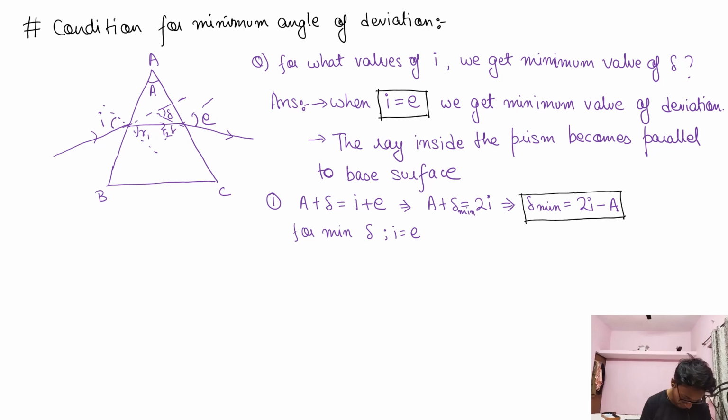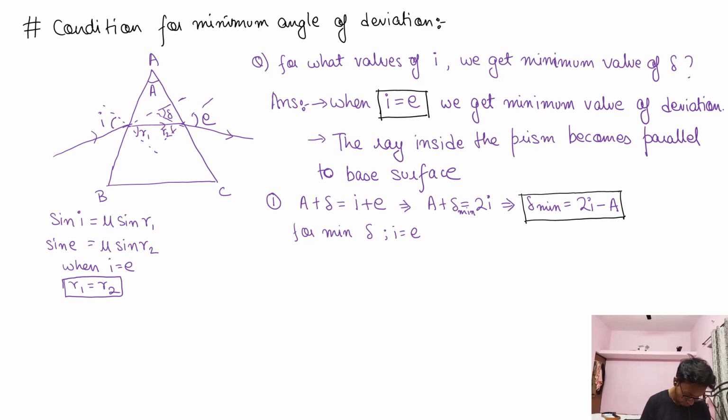Because here, if we apply Snell's law across this surface, 1 into sine I, or sine of A, sorry, refractive index of air is 1, equals mu sine of R1. And if we apply Snell's law across this surface, mu into sine R2 is equal to sine E. We know that I is equal to E. When I is equal to E, R1 is also equal to R2.